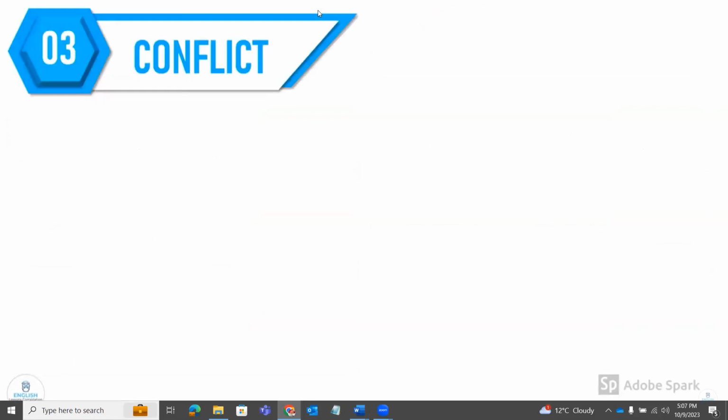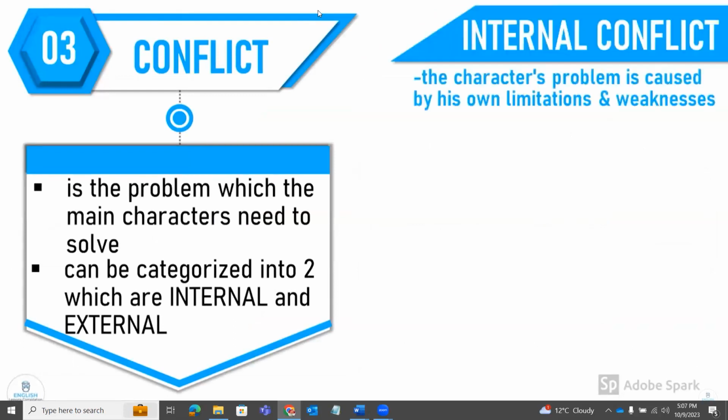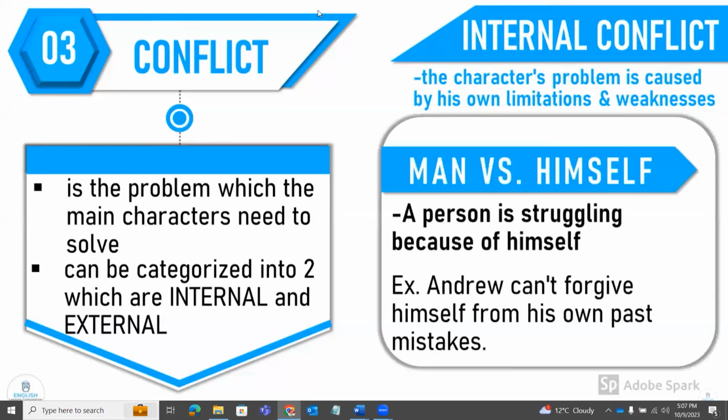Let's now have the conflict. Conflict is the problem which the main characters need to solve. It can be categorized into 2, which are internal and external. Internal conflict happens when the character's problem is caused by his own limitations and weaknesses. Man versus himself is an example of internal conflict. It happens when a person is struggling because of himself. Example: Andrew can't forgive himself from his own past mistakes.